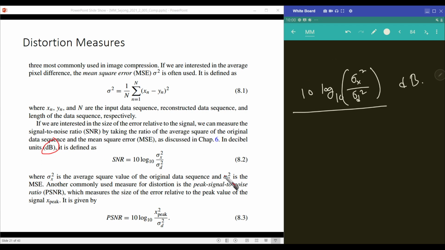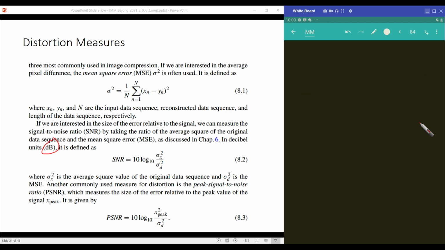Whenever we compare something, it is always good to represent it in terms of dB or decibel scale. Now how do we do that? Let's say this is our number that we want to convert to dB scale. We just take log 10 of that and then multiply by 10. So that's how we do it. More on dB scale we will study in audio signals, when we study audio and audio compression. But for the time being, it's okay.